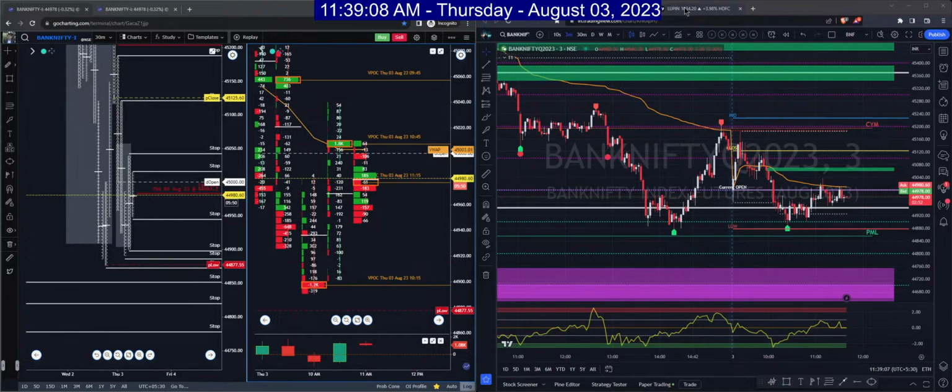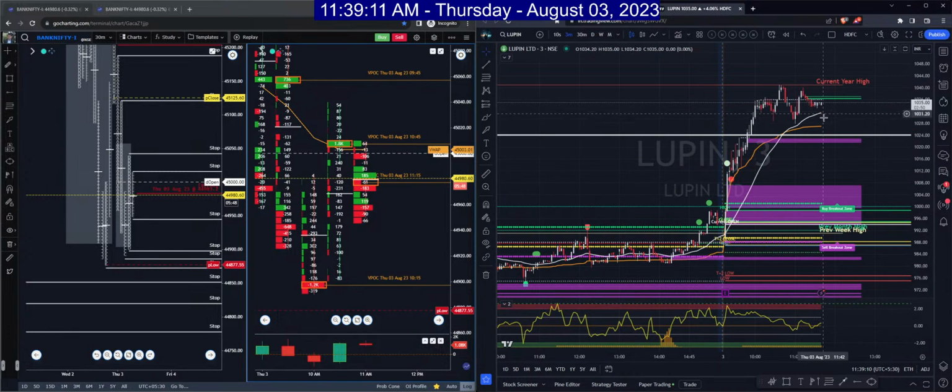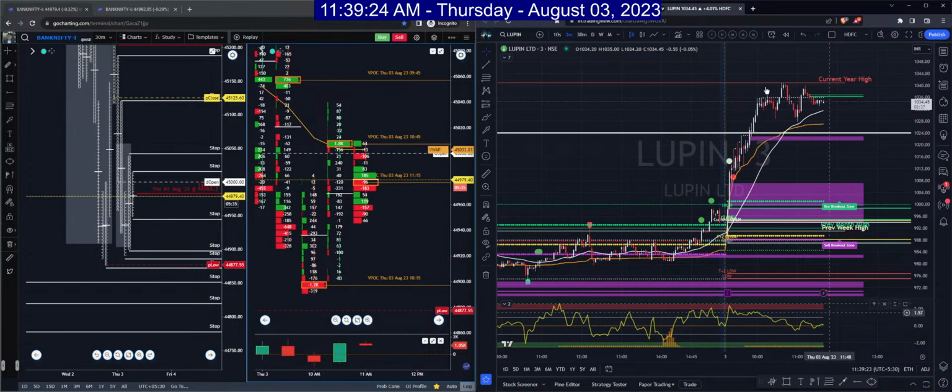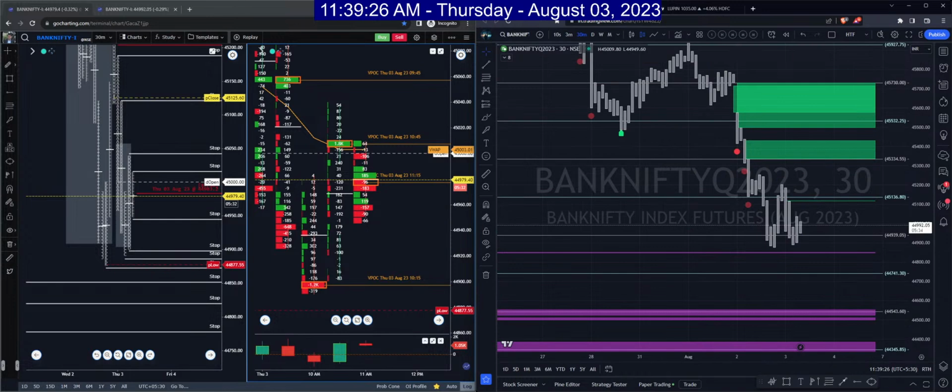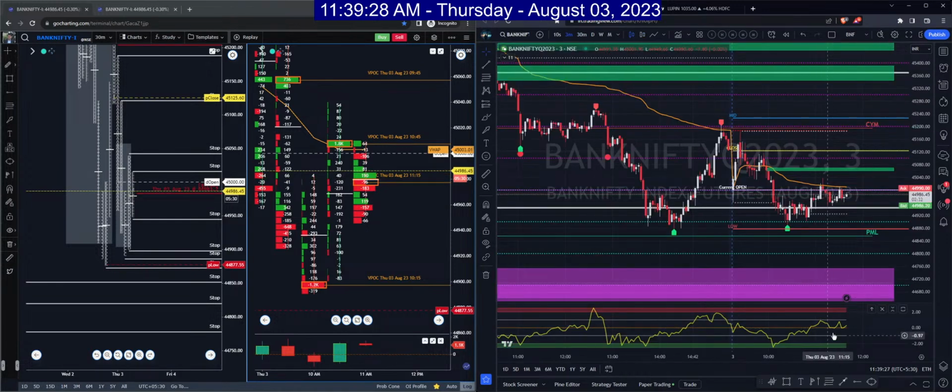What's happening in Lupin? Lupin is still balancing. There is a trapped buyer at 1036.2, and it can retrace towards VWAP. Let's see, the supply indicator is developing sideways. Here also we are seeing rejection from the zero line. Supply indicator is developing sideways. Again, it is happening. We will have a retest. Let's see what happens.